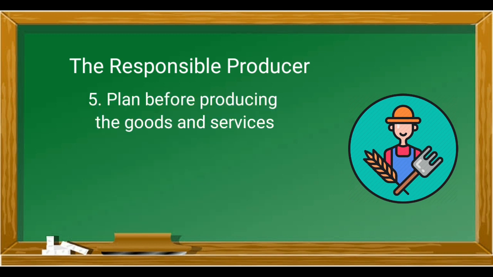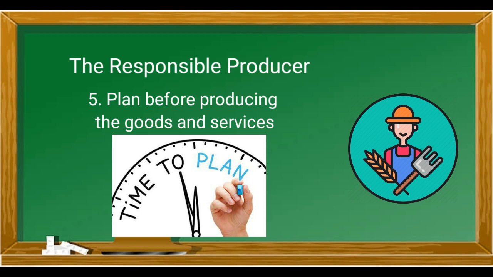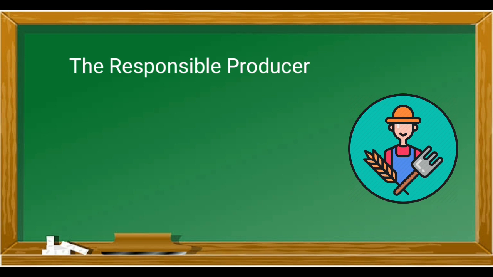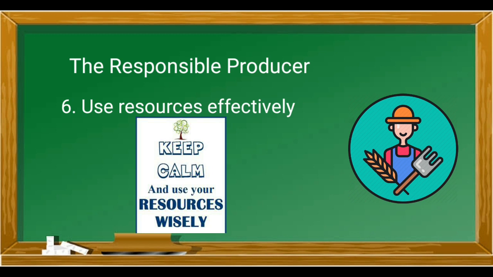Number 5. Plan before producing the goods and services. Producers should always survey the customer needs before producing in order to produce goods and services compatible to the needs of the target group. If you want to be successful, we should plan. If you produce without planning, your production may not be successful. And for number 6, use resources effectively. We should always consider not wasting our resources. This will help you and the environment. Producers must use limited resources to their highest benefits.